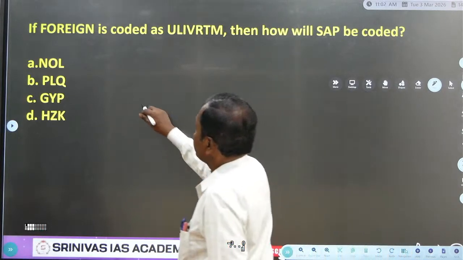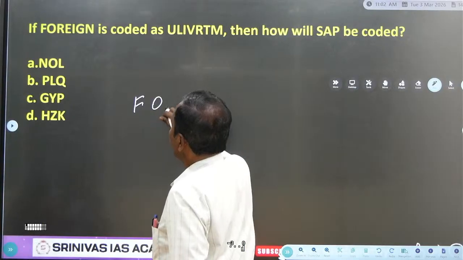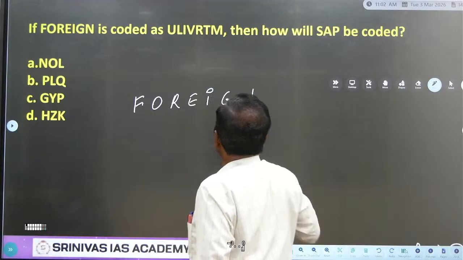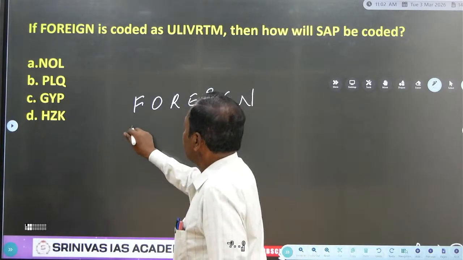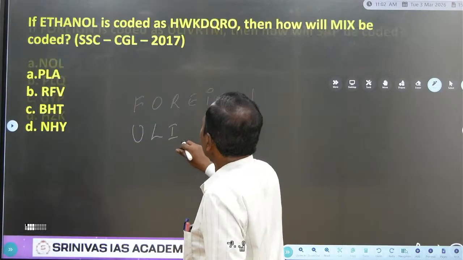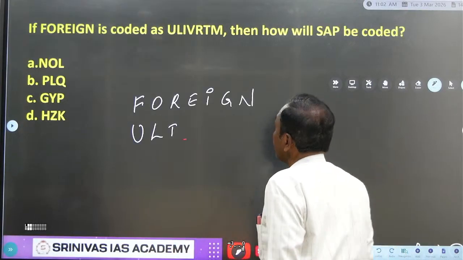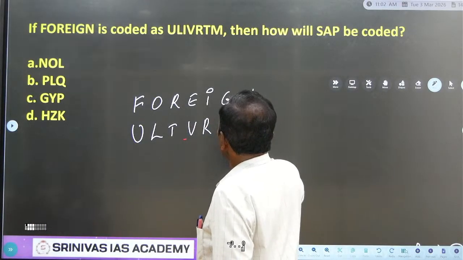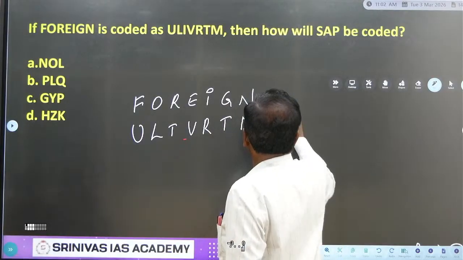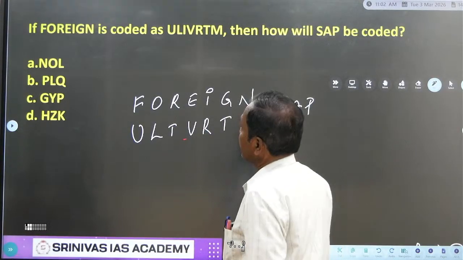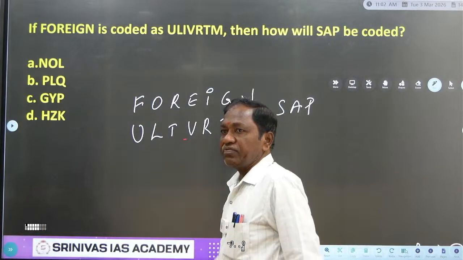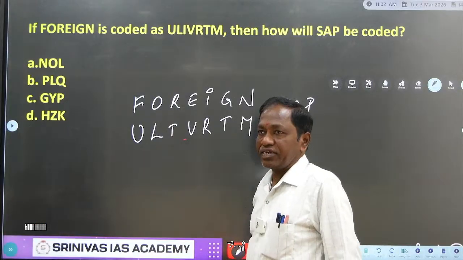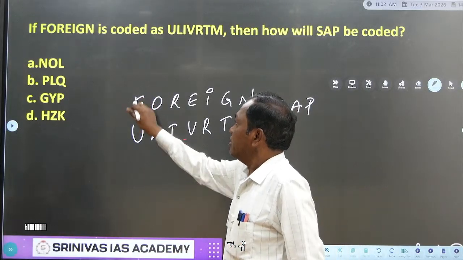Now you can see FOREIGN is written as ULIVTM. Then how do you write the word for SAP? Right. F is the sixth letter from the beginning, U is the sixth letter from the last. It is just reverse order you can take. This is the plus 6.